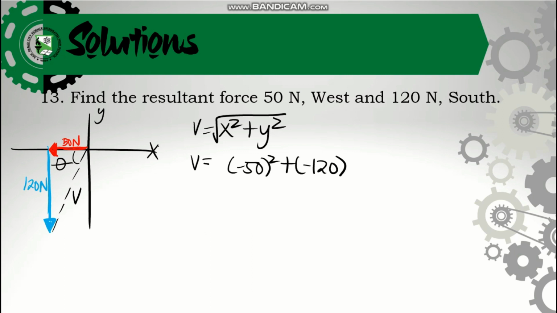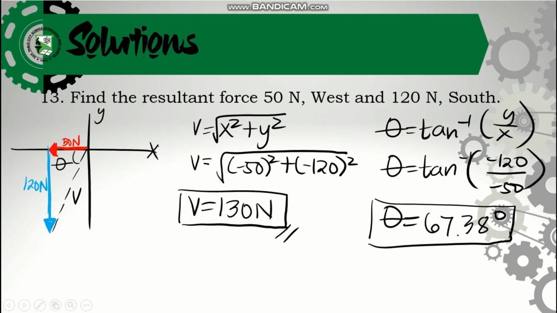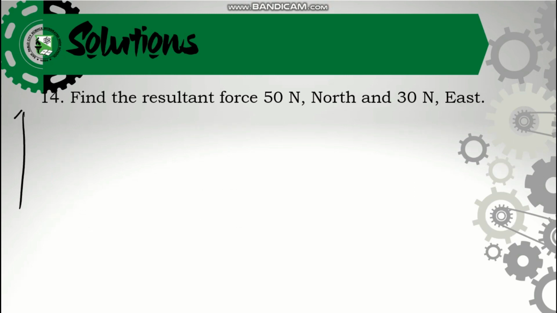So, negative 50 squared plus negative 120 squared will give you 130 Newtons. Then, when we get the angle, we have 67.38 degrees. Okay, as you can see, so kahit inverted yung triangle niya, pero since kinuha niyang angle is from ang relation niya dun sa negative x, so that is the 67.38 and that is a counterclockwise na ikot or rotation. That's why nag-positive siya.